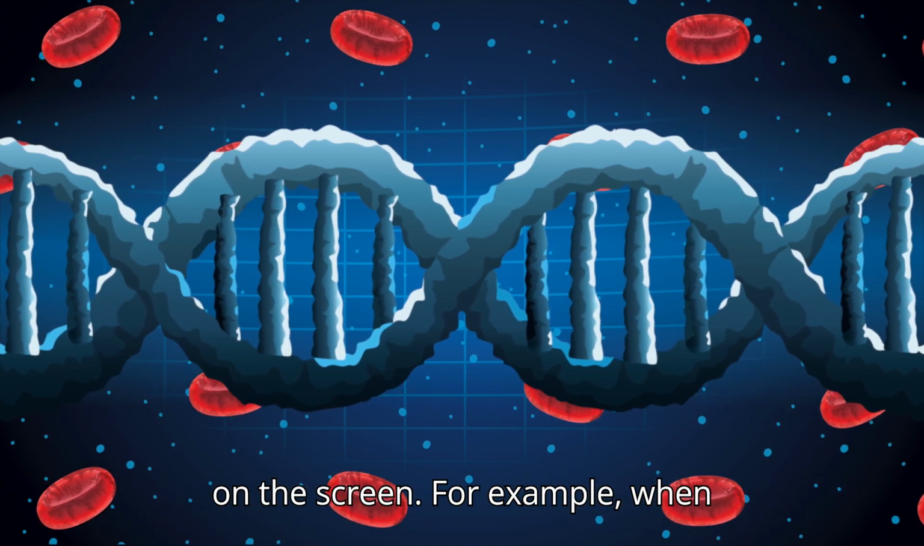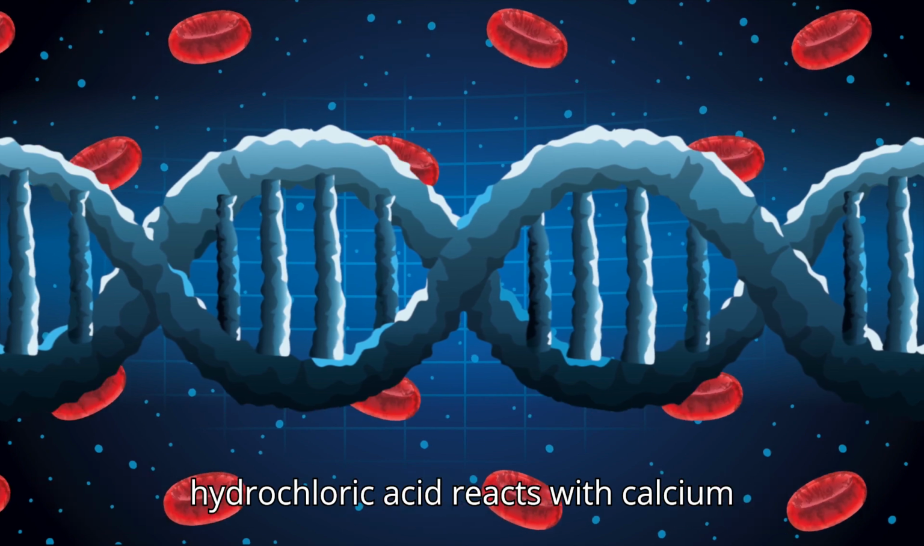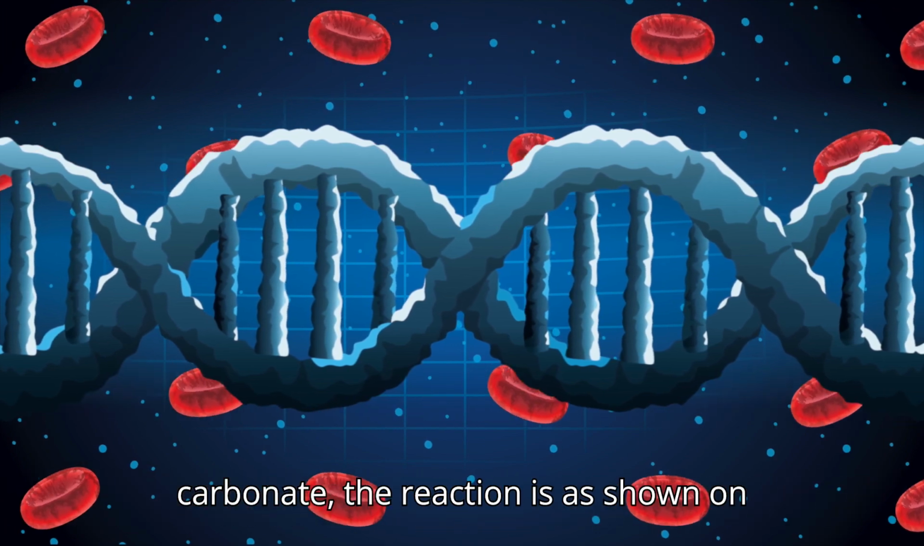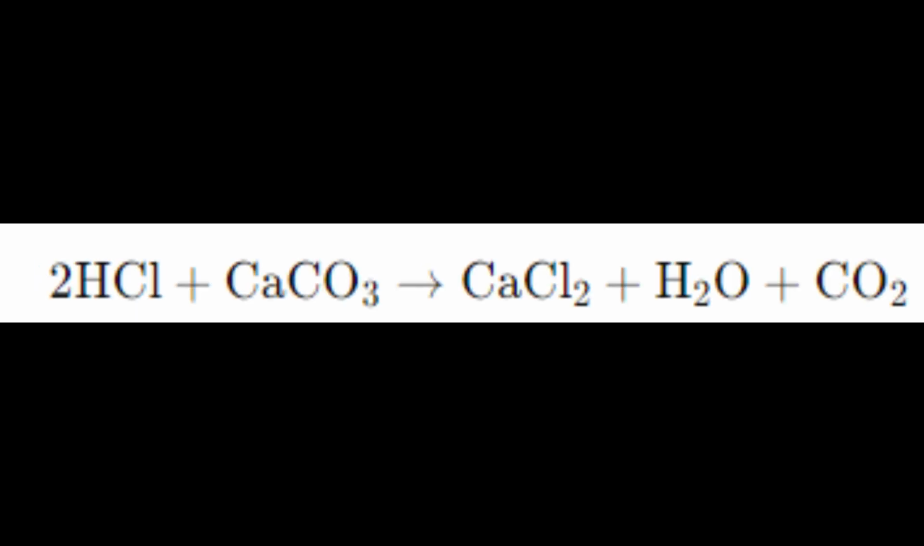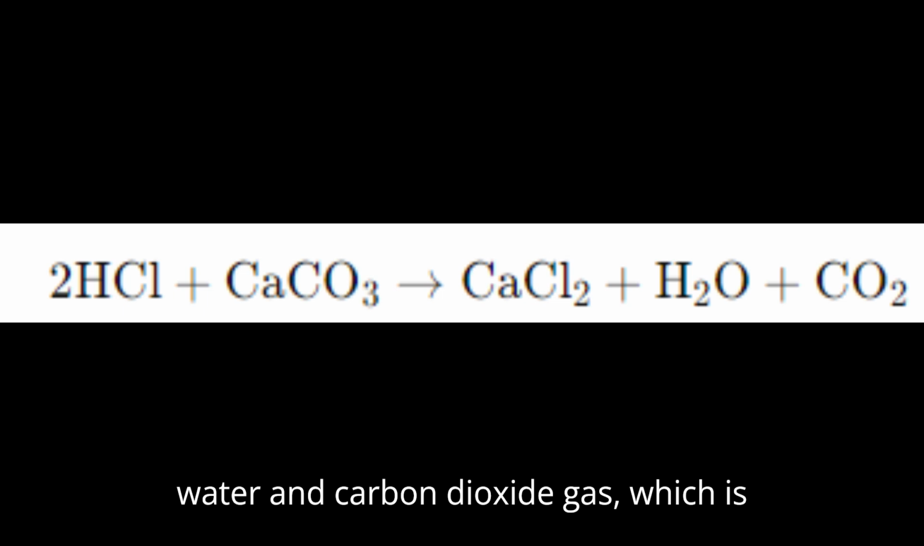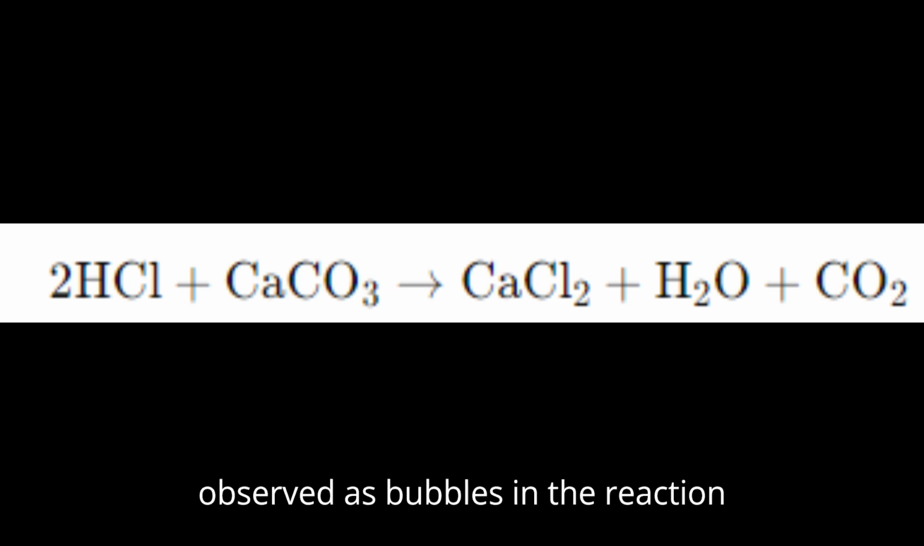For example, when hydrochloric acid reacts with calcium carbonate, the reaction is as shown on the screen. In this reaction, the calcium carbonate, CaCO3, reacts with the hydrochloric acid, HCl, to produce calcium chloride, CaCl2, water, and carbon dioxide gas, which is observed as bubbles in the reaction mixture.